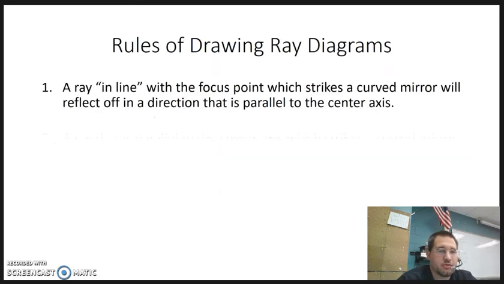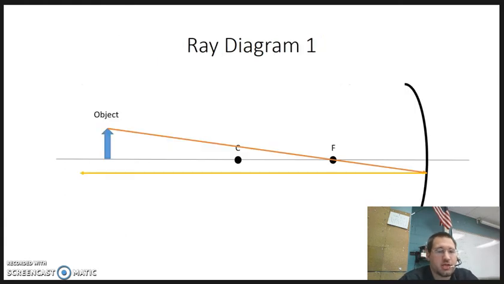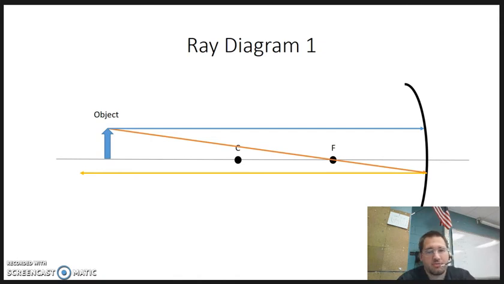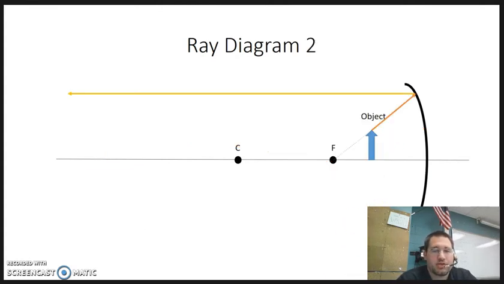Our second rule is that a ray that is parallel to the center axis, which strikes a curved mirror, will reflect off in a direction that is in line with the focus point. So it's basically the exact opposite of what we just did. So if we draw a line that is parallel from the top of our object to the mirror, it will bounce off through the focal point. Not that bad, right?